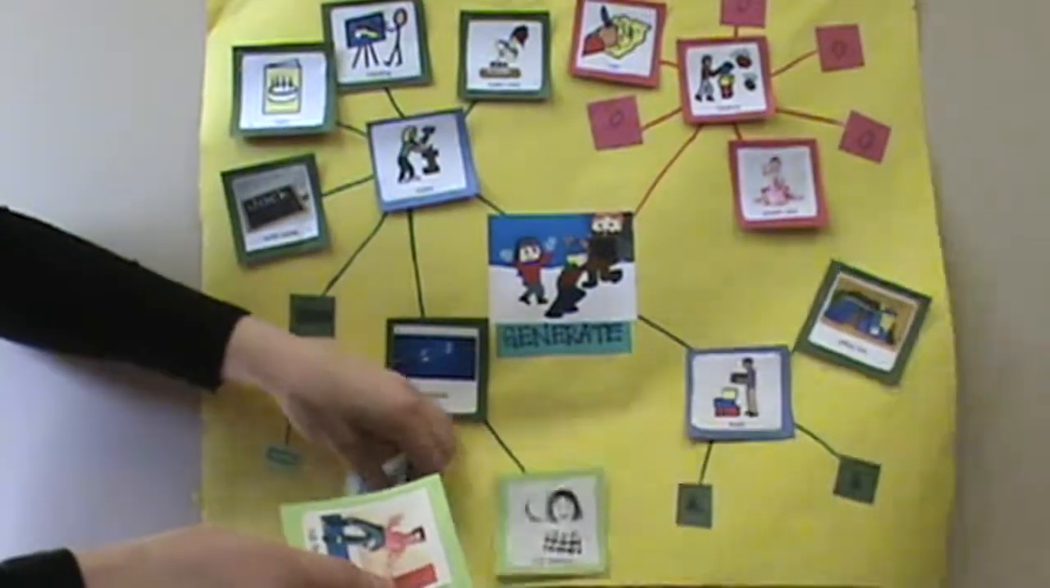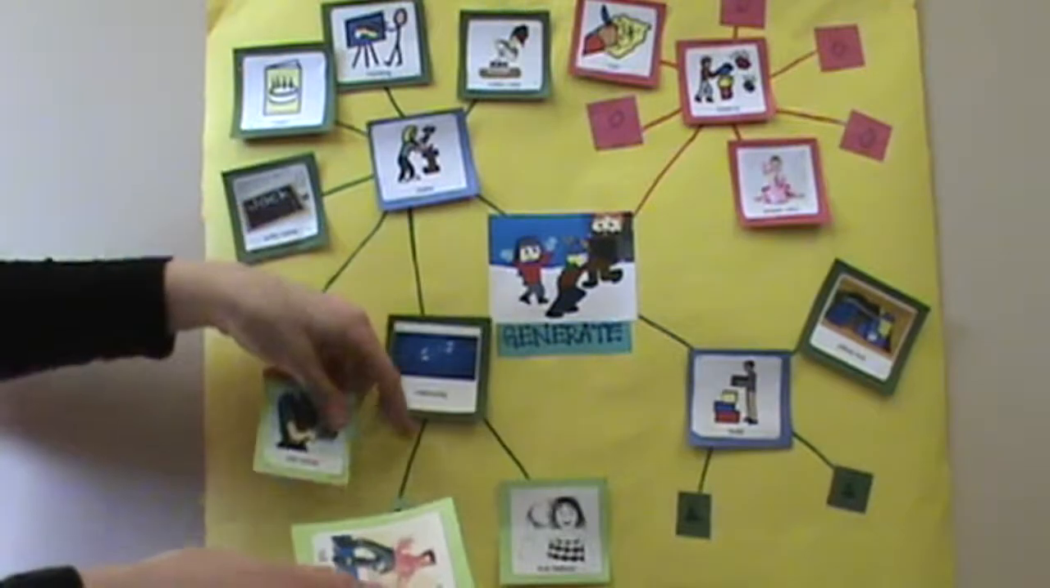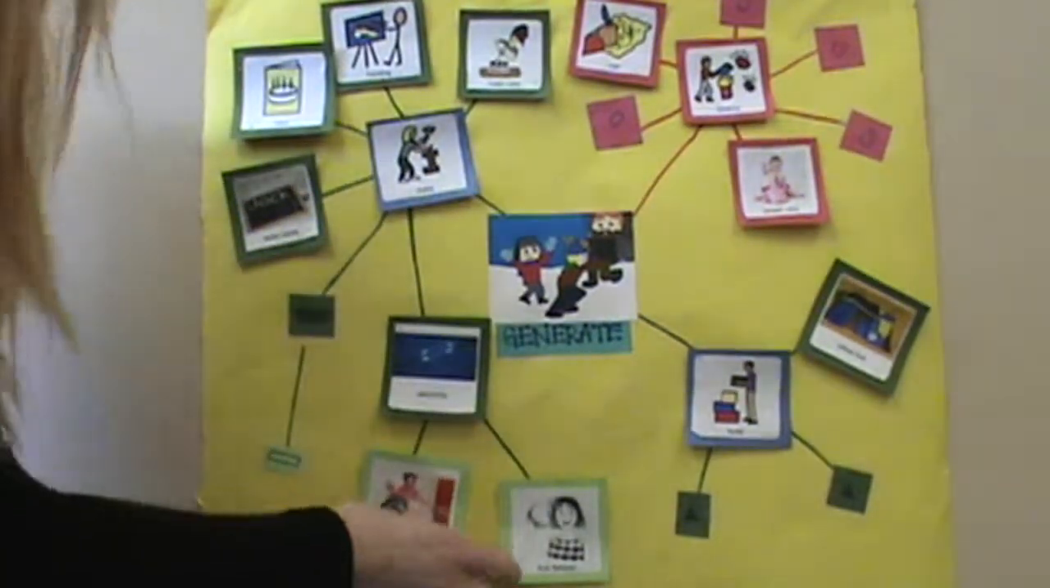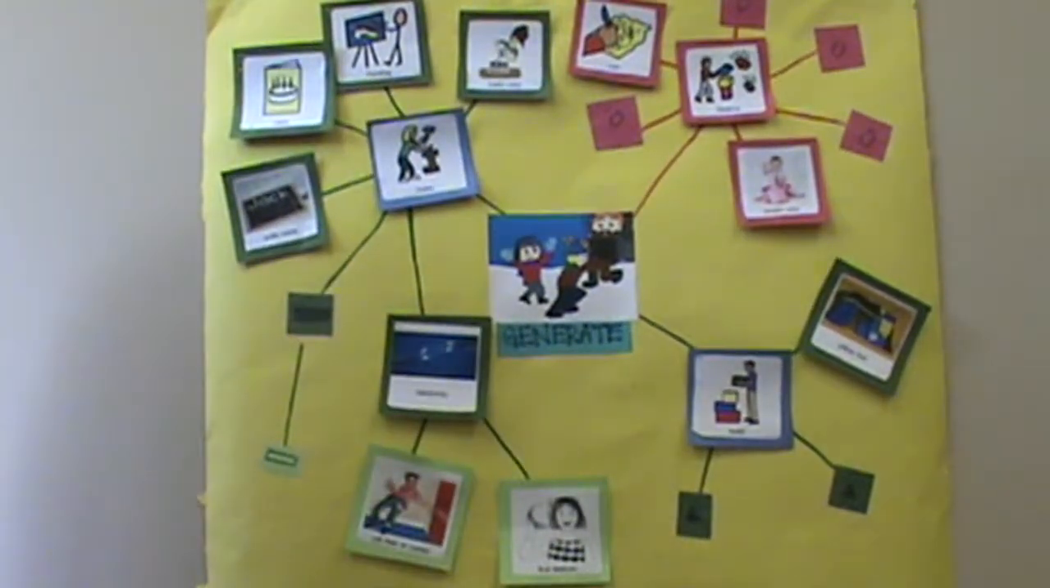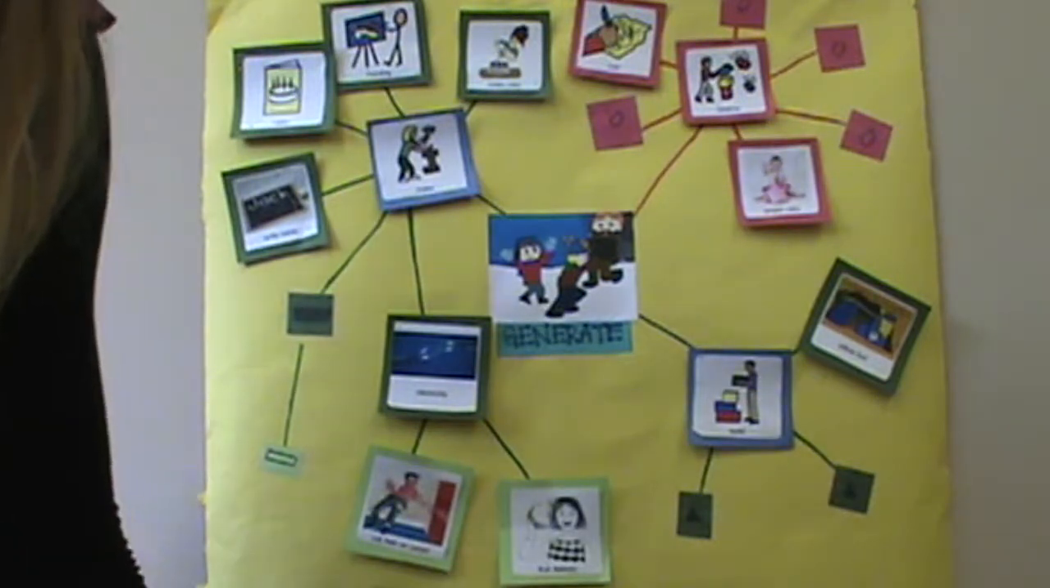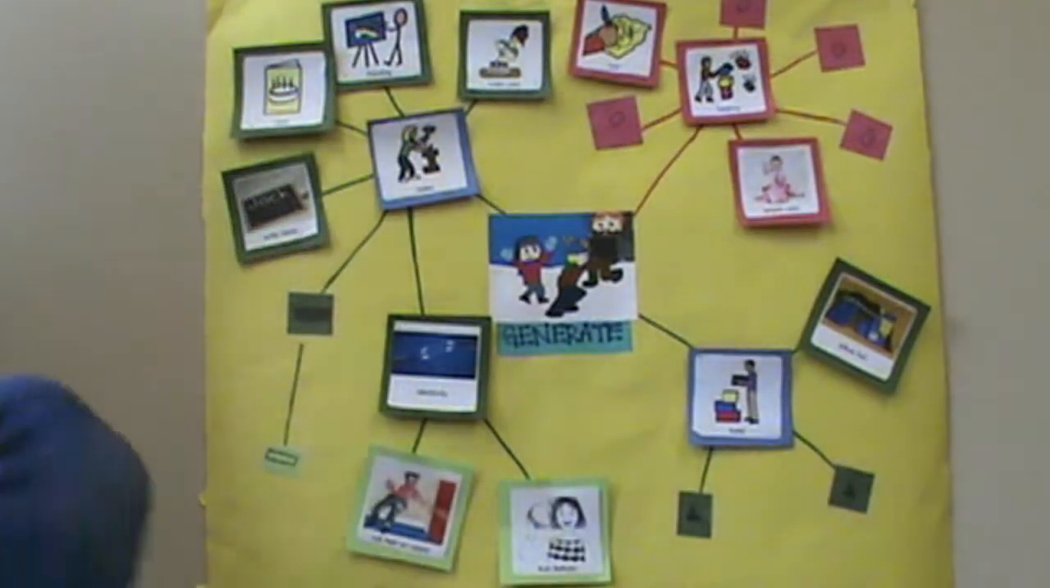Okay, and now this one really bugged me because I was saying you can generate static electricity, but you can through rubbing your feet on the carpet. That's the picture that goes there. All right. So that's one way of making a semantic web.